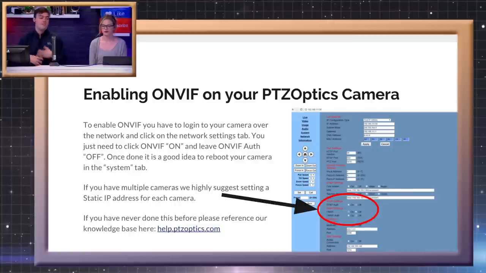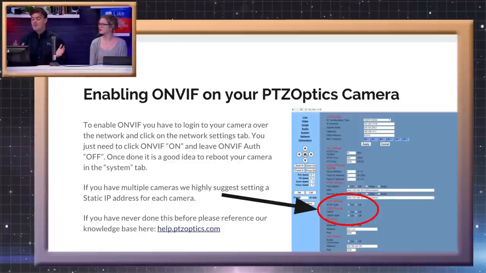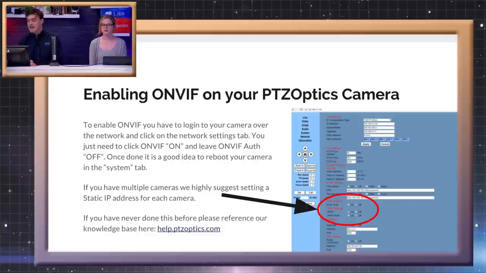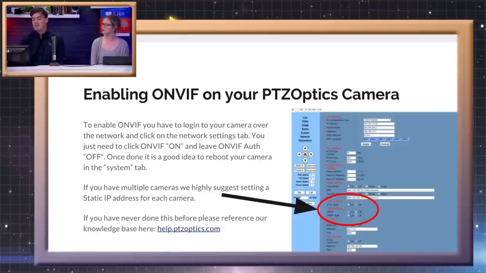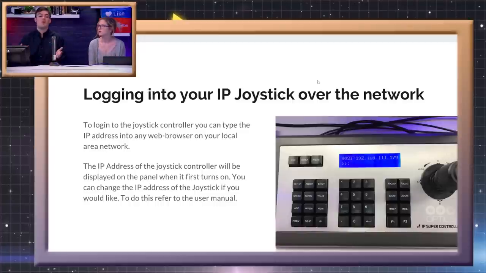Hopefully, you already know your IP address. If not, just go to the knowledge base or check out some of our other videos on that. Once you've gone to the IP address of the camera, you go to the network tab and you check the ONVIF button on. And then go ahead and save it and reboot the camera. When it reboots, it will be automatically discoverable by the joystick, which makes life so easy.